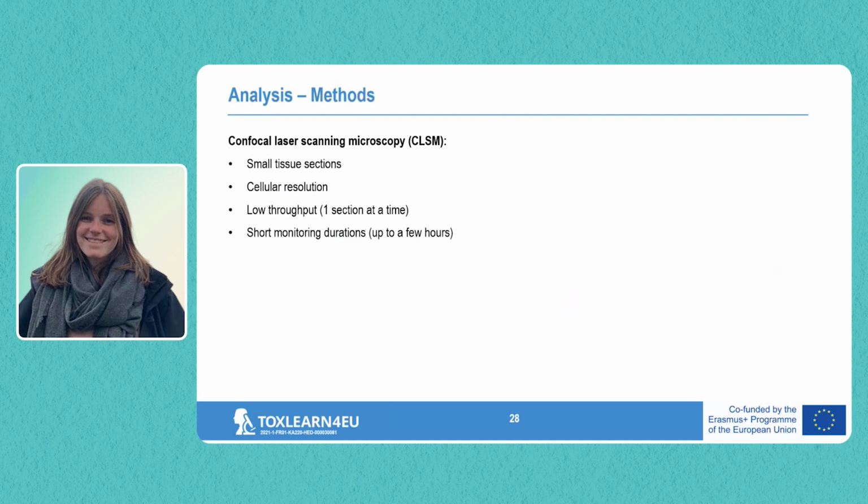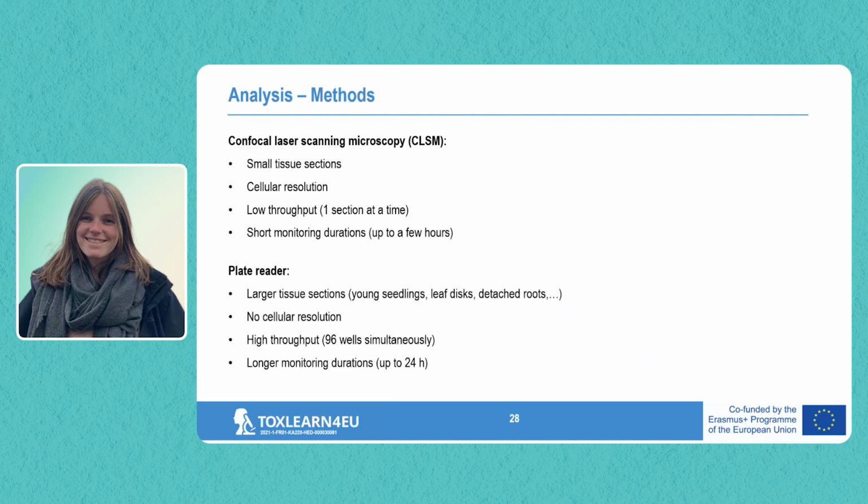So we said we can use confocal microscopy, but it has some limitations, also some advantages. But another technique that you could use is to measure the fluorescence in a plate reader. And this has some advantages. So here you can use larger tissue sections. You could use entire young seedlings, so the small plants, with the roots and the leaves still intact. Or if you have bigger plants, which are already much older, then you can also use leaf discs. So you just push out some discs of the leaves with a hole punch. Or you could detach the roots and put those into a well, for example.